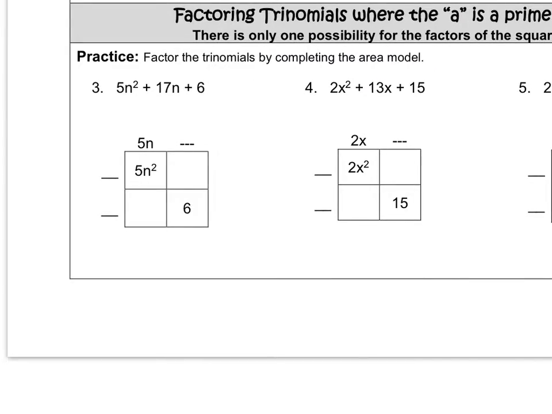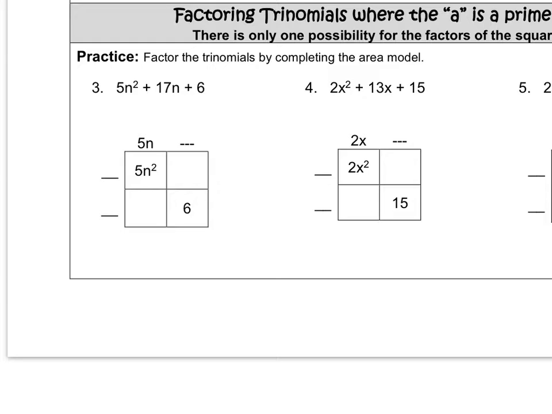Okay, so we're going to do number 3 together. First thing we have on number 3 is we look at our problem and go, we have a leading coefficient. So first thing I'm going to ask is, can I factor this 5 out? And at a quick glance, I can see that the 5 is not going to factor out. So I went ahead and wrote my 5n squared and my 6 here in the box.